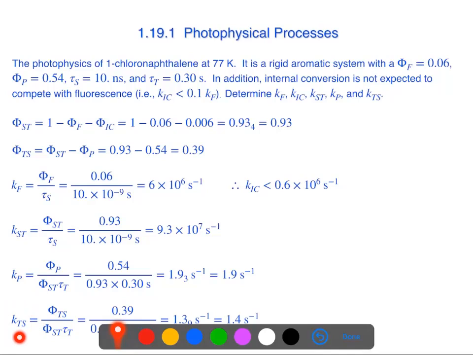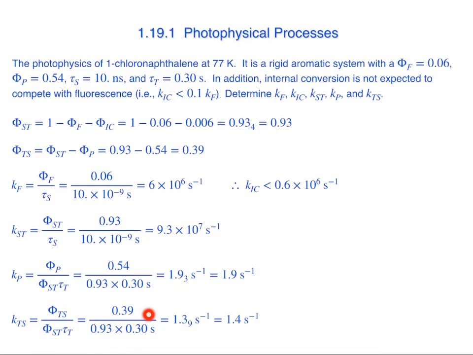Similarly, we can calculate the rate constant from the T1 to the S0 state using a similar expression, substituting in the quantum yield for that transition of 0.39, which we calculated previously, and dividing by the same product of the intersystem crossing quantum yield and the triplet lifetime. We end up with a rate constant of 1.4 seconds to the minus 1. So again, using the experimentally determined lifetime values, that is the singlet and triplet lifetimes, as well as quantum yields for fluorescence and phosphorescence, we can determine the rate constants for these photophysical processes.